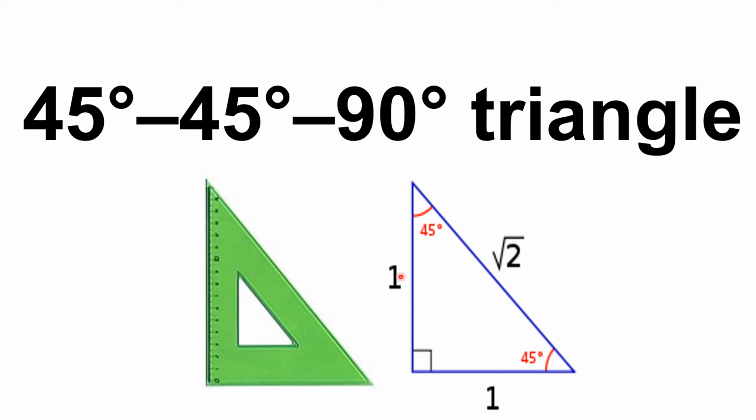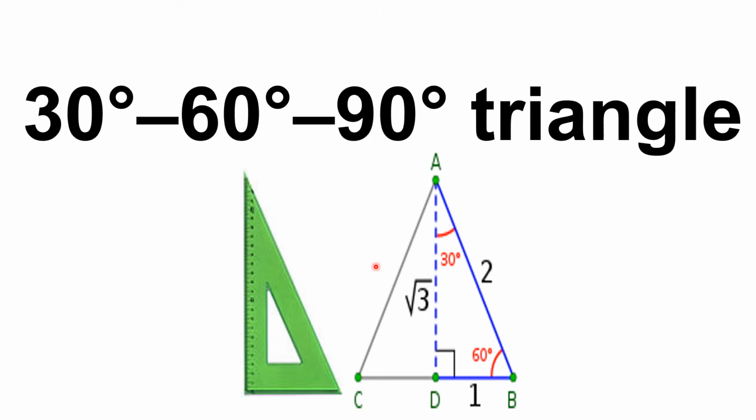So if your leg has a measure of 2, then the other leg has a measure of 2, and the hypotenuse would be 2 square root of 2, or 2 times square root of 2. That's just for an example. I'll give you another example later.